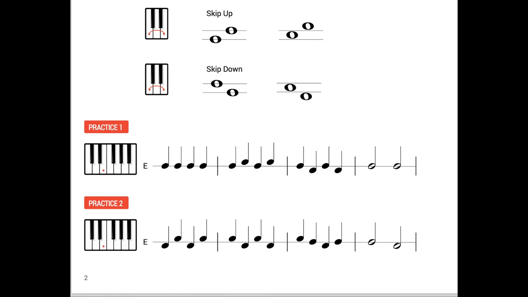This time, we're going to play two short songs using one line. Before we play on an actual piano, we will just go over the songs with our eyes first.